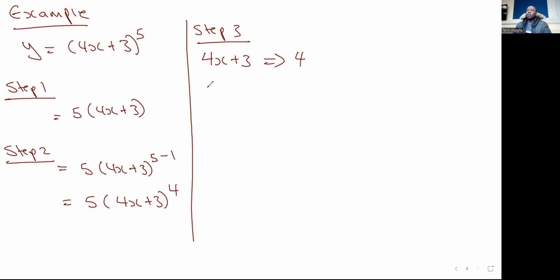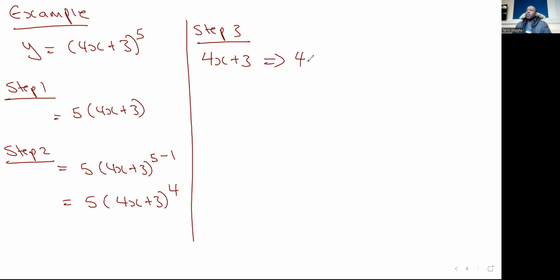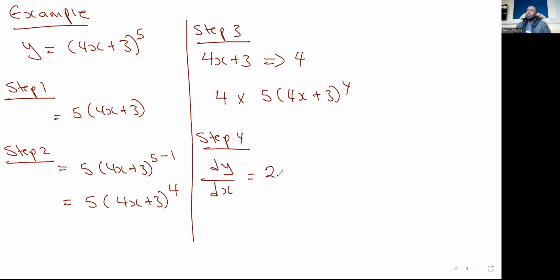Then step 4, you have to multiply the result with the answer from step 2. The answer we got here was 4, and we're going to multiply it by the result we have from step 2. So that will give you 4 multiplied by (4x + 3) all raised to the power 4. Then our dy over dx will be equal to 4 times 5, which gives you 20 (4x + 3), all raised to the power what? 4. And that'll be the answer for that. Okay?